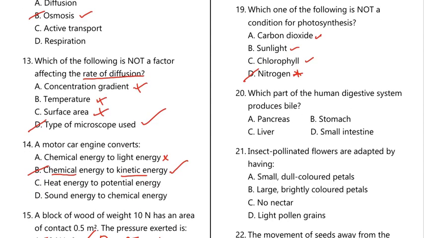20. Which part of the human digestive system produces bile? Bile is produced by the liver.